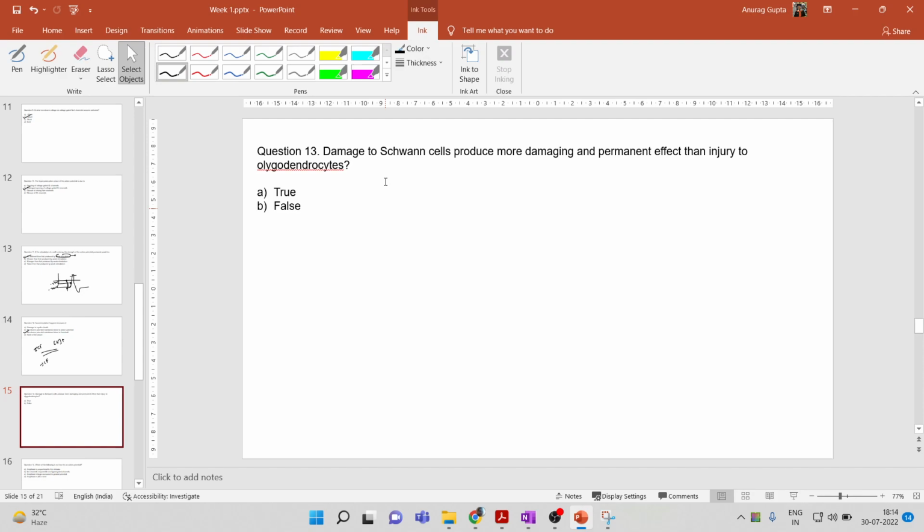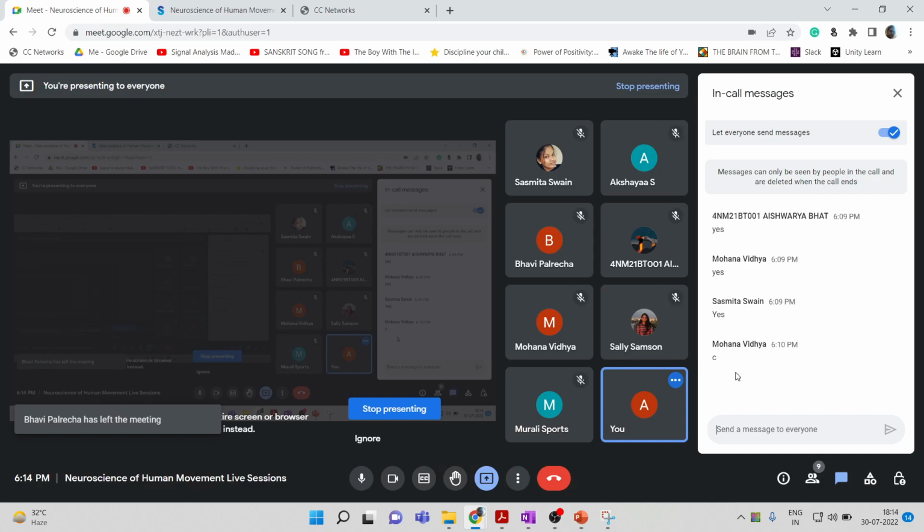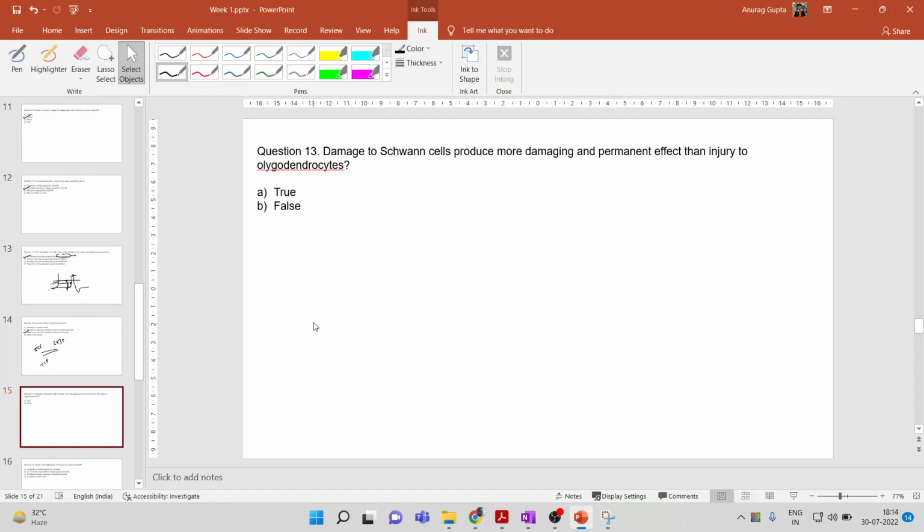Then the 13th question: damage to Schwann cells produces more damaging and permanent effects than injury to oligodendrocytes. True or false? So you guys can answer this. Let's see what the answer is. Damage to Schwann cells produces more damaging and permanent effects than injury to oligodendrocytes.